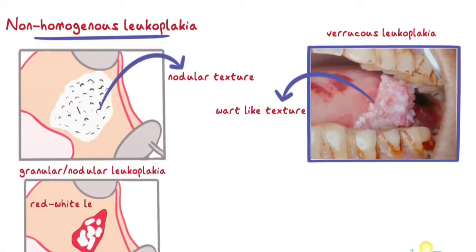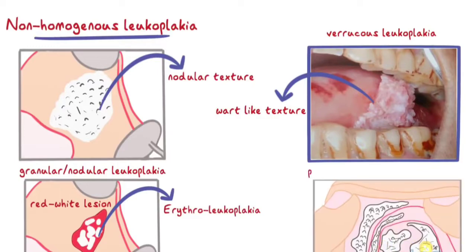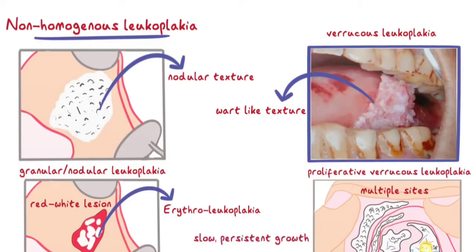Leukoplakia may reveal red patches manifesting as a mixed red-white lesion called erythroleukoplakia or speckled leukoplakia. A notable form of leukoplakia called proliferative verrucous leukoplakia appears in multiple sites, showing slow, persistent growth, eventually becoming verrucous and exophytic with a high rate of recurrence even after treatment.